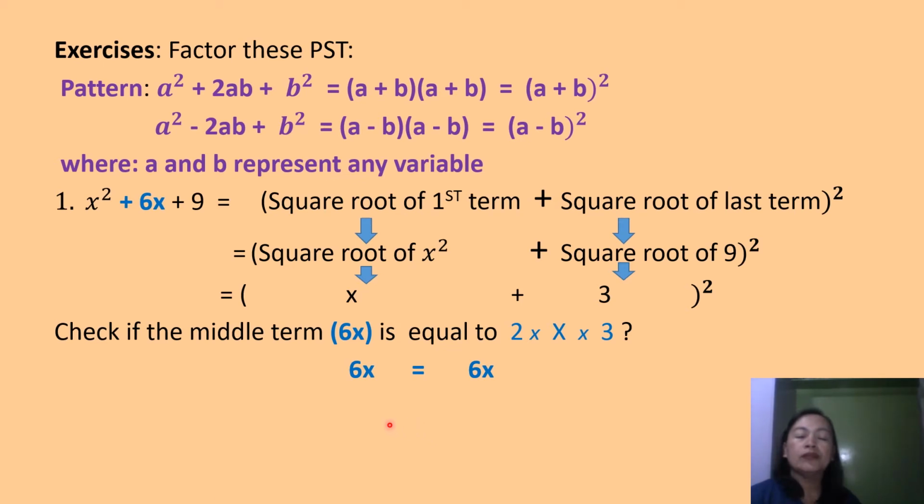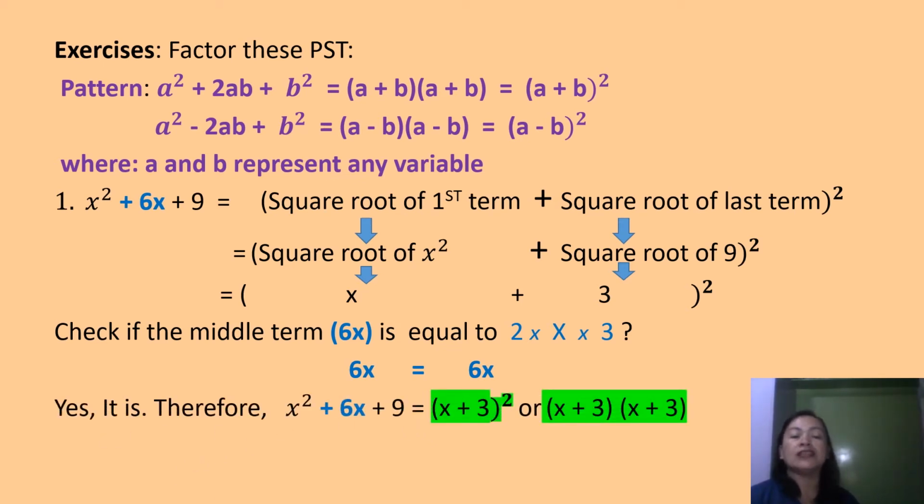Okay? So if that is the case, yes, it is. This is now our sure factor. Therefore, x squared plus 6x plus 9 is equal to the factors quantity x plus 3 squared, or quantity x plus 3 times quantity x plus 3. Alright? I hope that's clear. Oh, you need more examples, of course. Let's move on to the second example.